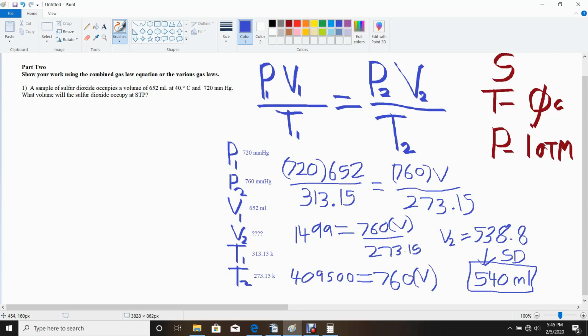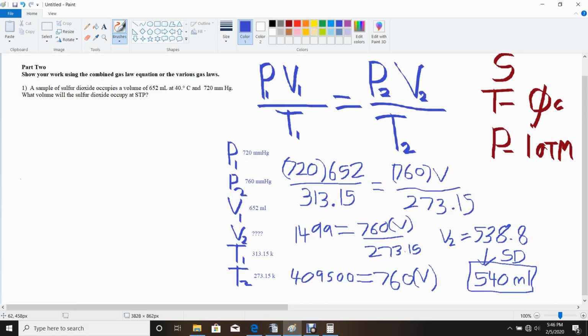Now we're given a starting volume, a starting temperature, and a starting pressure. And then a change occurs. That change is described in the second sentence. What volume will the sulfur dioxide occupy at standard temperature and pressure, STP? Well, what is that? I highly recommend you put it on your note card or squirrel it away in your memory, that STP is standard temperature and pressure, and it is defined to be 0 degrees Celsius and 1 atmosphere of pressure.